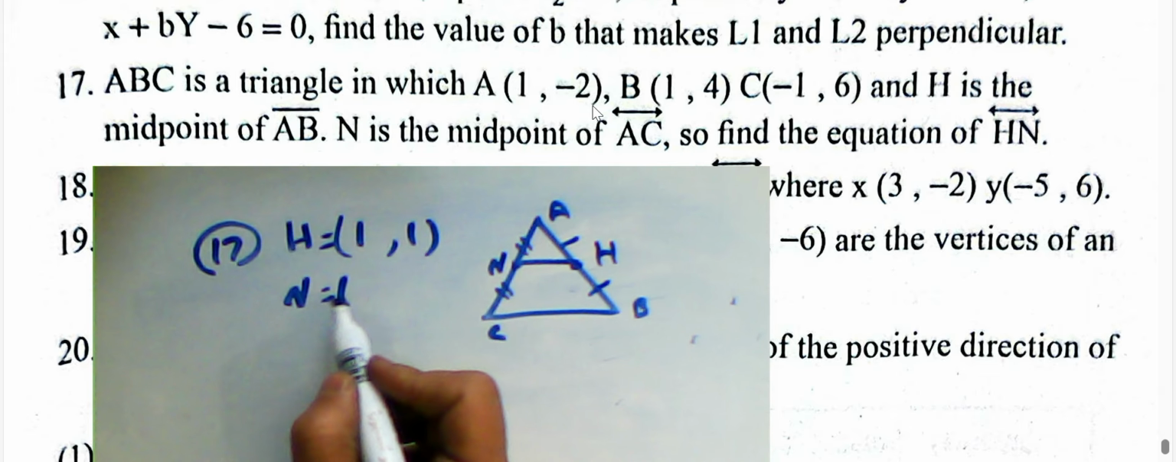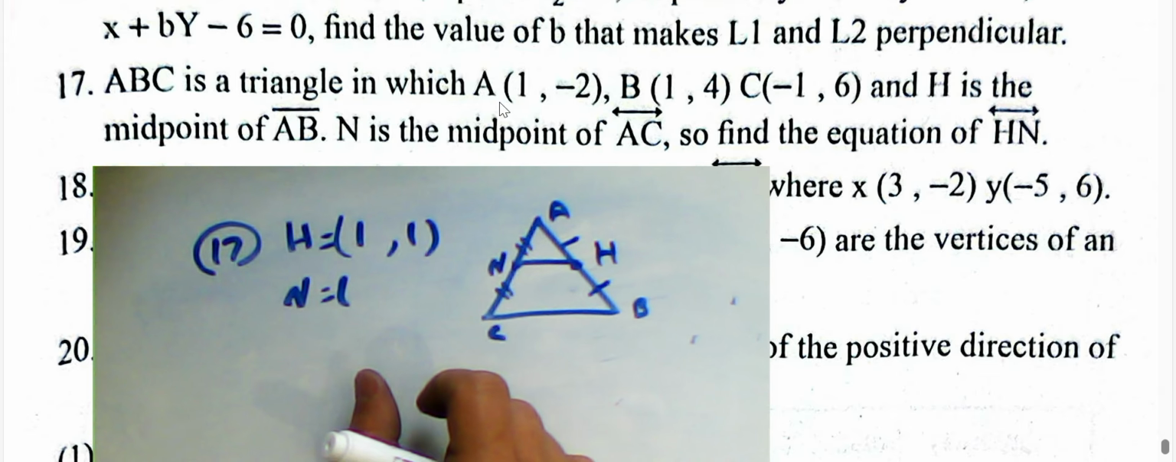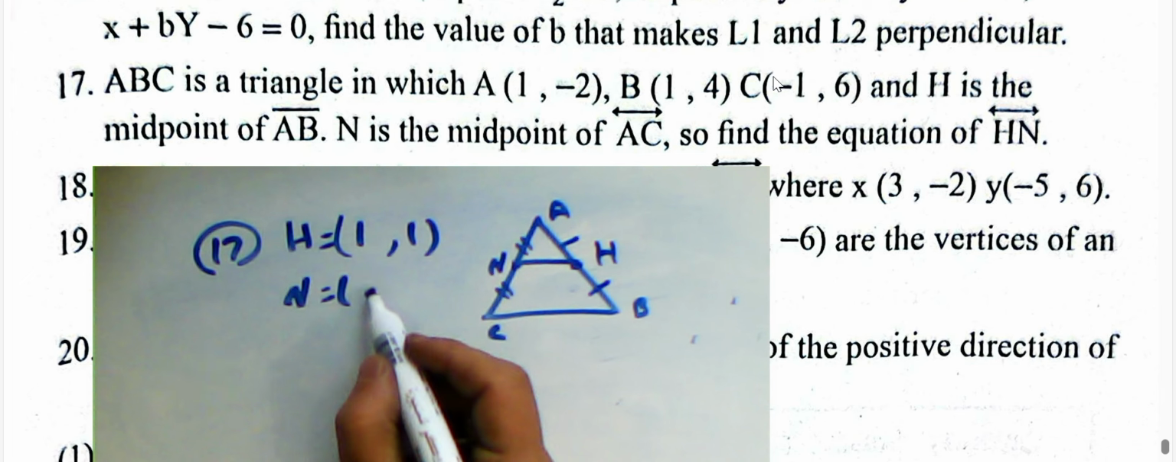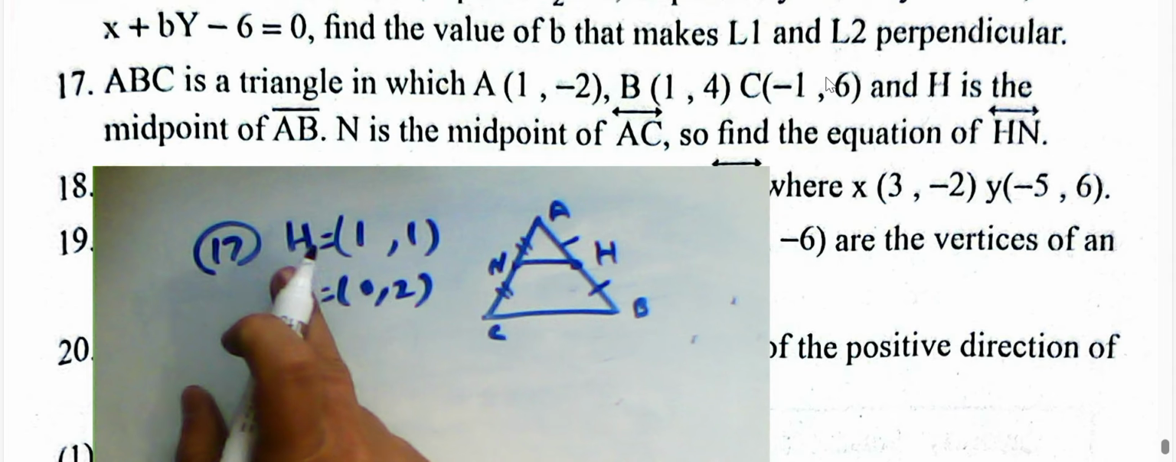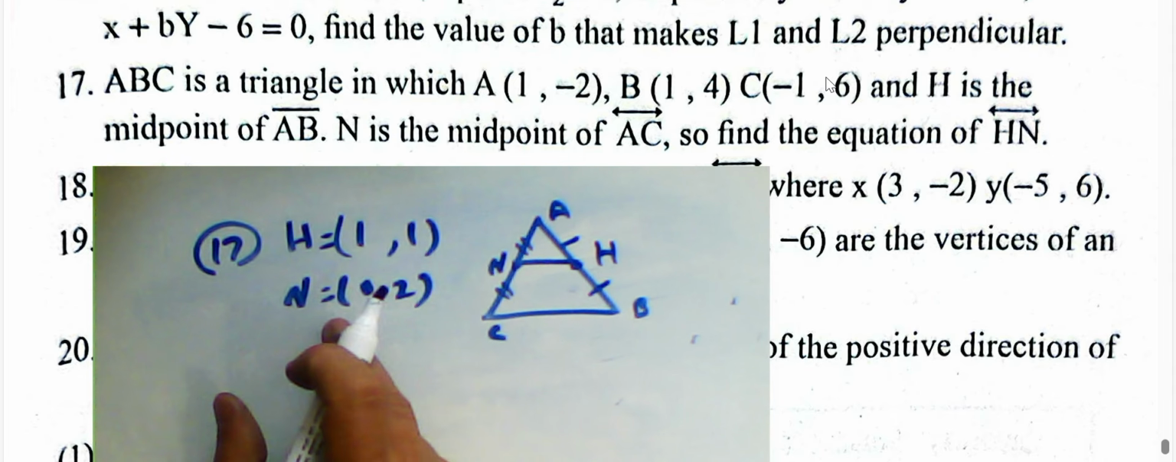And the coordinates of point N. N lies between A and C. 1 plus -1 is 0, 0 divided by 2 equals 0. -2 plus 6 is 4, 4 divided by 2 equals 2. So we have H (1, 1) and N (0, 2).